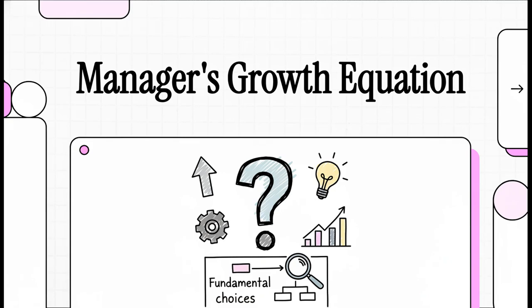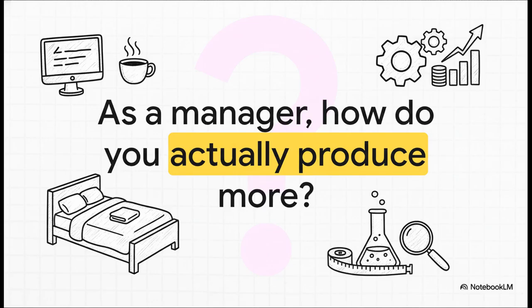As a microeconomics professor, there's this one question I always lead with for my business students. And honestly, it's probably the most fundamental question any manager is ever going to face. Get this right, and you're golden. Get it wrong, well, it's pretty much the whole ballgame. So, you're a manager. How do you actually get more stuff done?